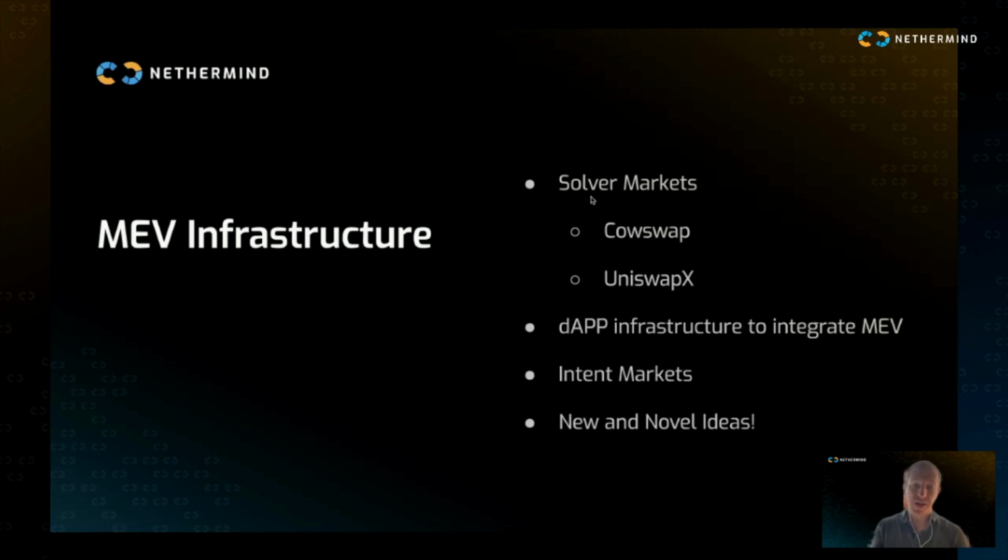Examples of MEV infrastructure: solver markets like CowSwap or UniswapX. These are some ideas you can use to think about what you would like to build. Solver infrastructure examples on L1 include CowSwap, where they created a marketplace for solvers and user intent. User intent comes in, I want to swap ETH to USDC or USDC to ETH, and then solvers go find the best routing and best pricing, and they take that swap and present it to the user.